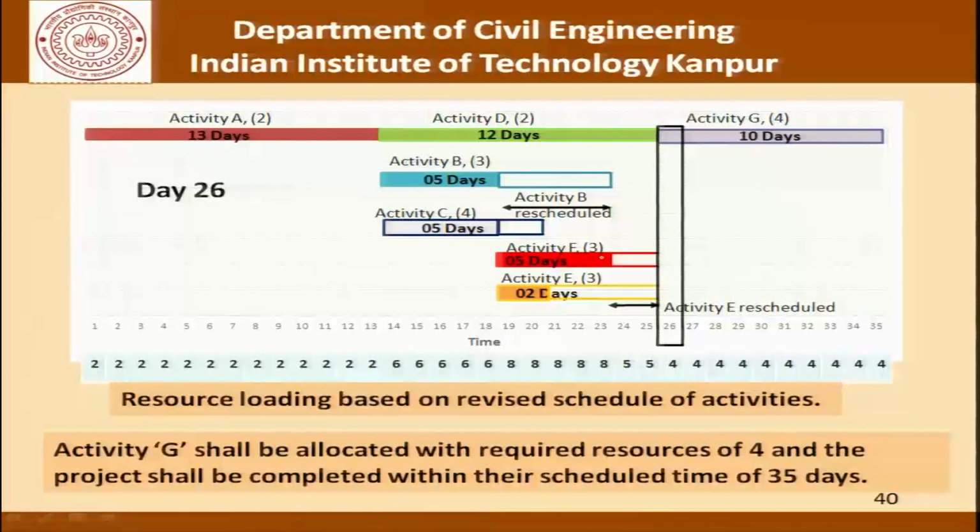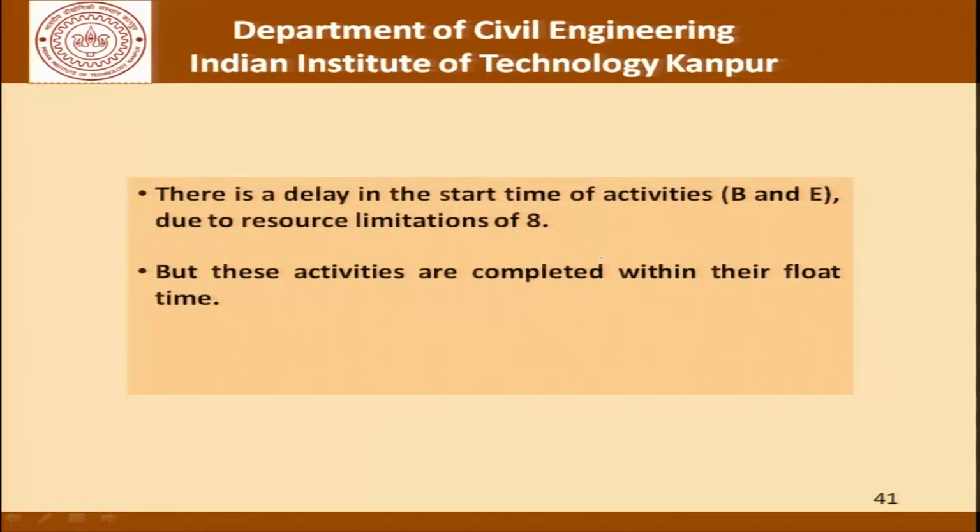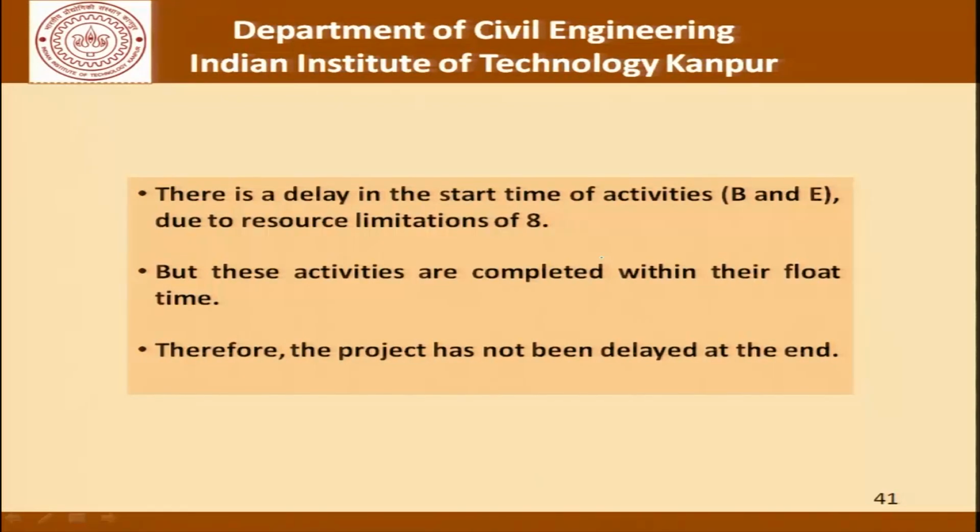Activity G will be allocated with the required resources of 4 and the project will be completed within the scheduled time of 35 days. So what we have seen in this example is that there is a delay in the start of activities B and E due to the resource limitation of 8, but these activities are completed within their float time and the project has not been delayed at the end.